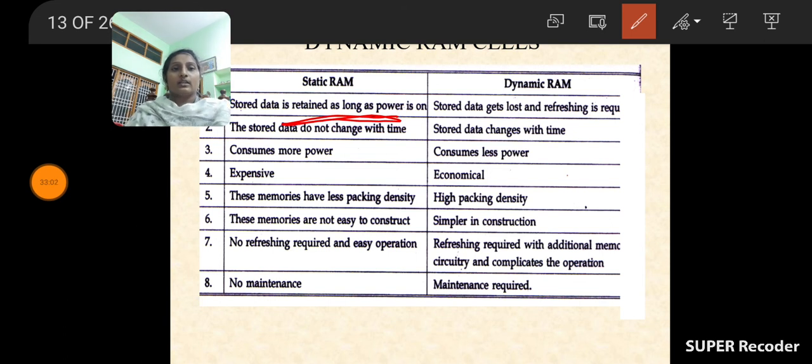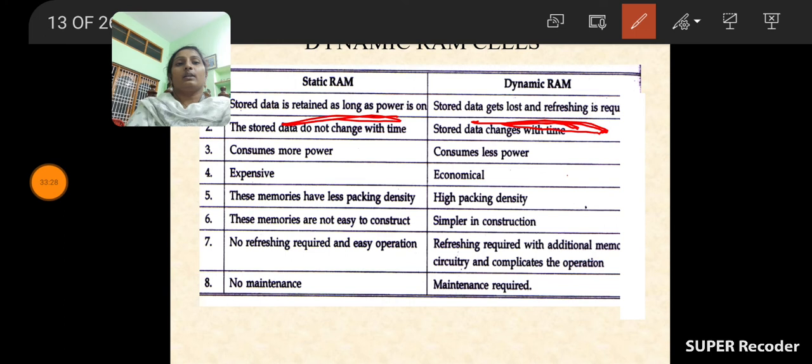And see here, in dynamic RAM, the stored data gets lost, means the data must be erased. The stored data gets lost and refreshing is required every time we want to save, like in our computers. Okay, if we press save only, our Word document will be saved. Otherwise, if the power is gone, all the data also will be gone. Okay, is it clear now?